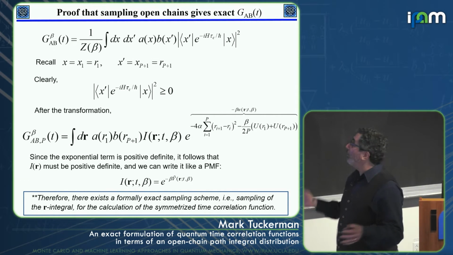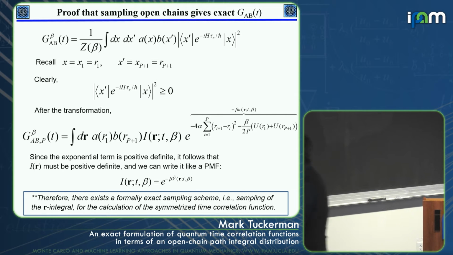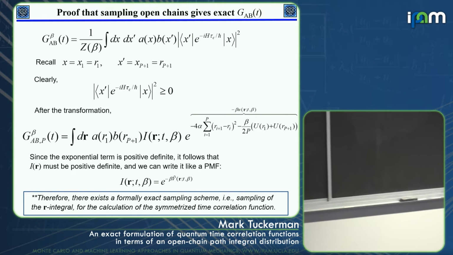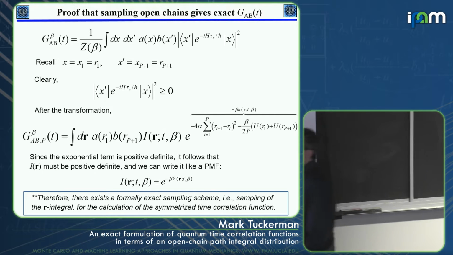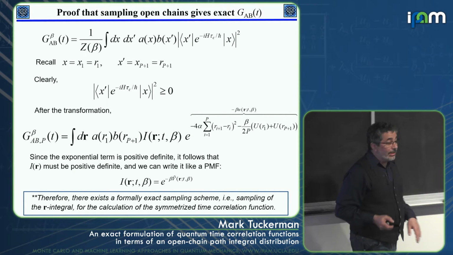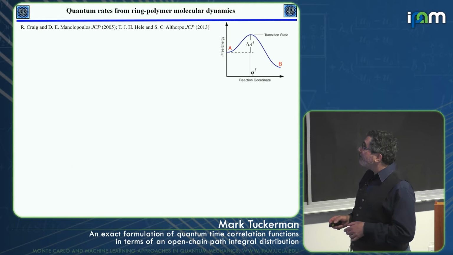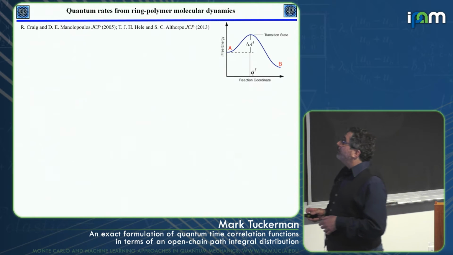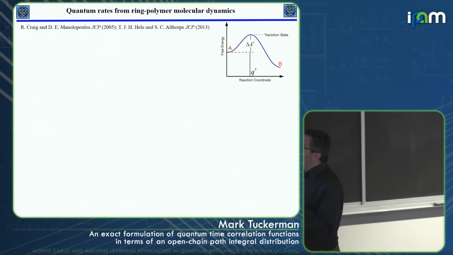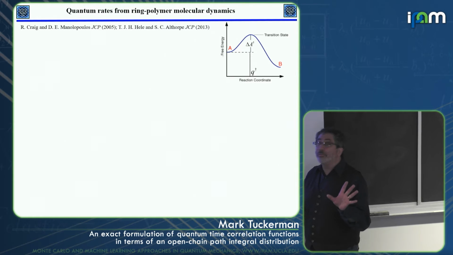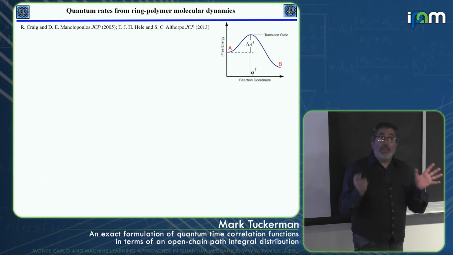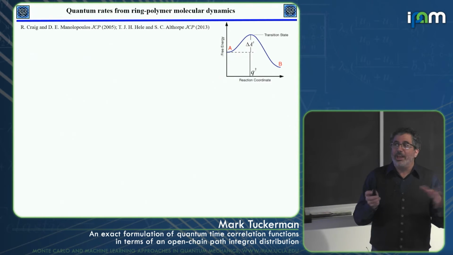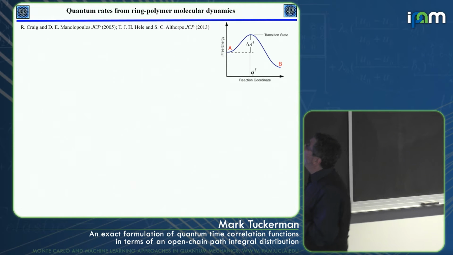So I've gotten rid of all the phase factors just by integrating out these path difference variables. And so now I have something that formally gives me exact quantum dynamics. First of all, here's a very interesting and elegant way of looking at what these open chains mean for rate theories.